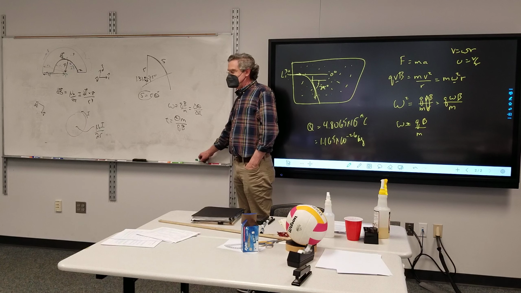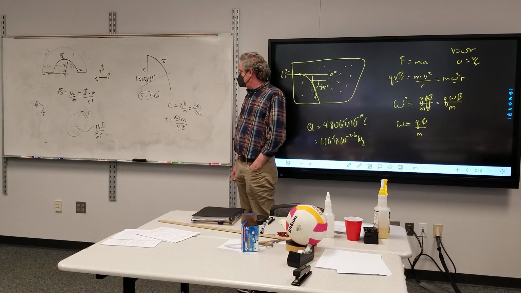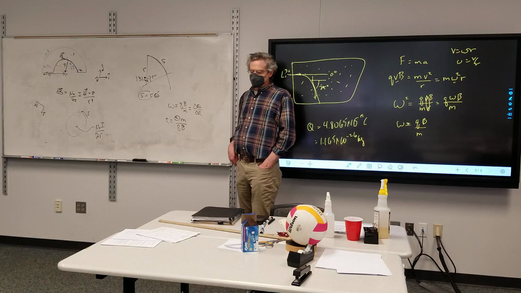So you're saying 1.31 divided by whatever the time is equal to, QB over m? Yes. Okay, that makes sense.